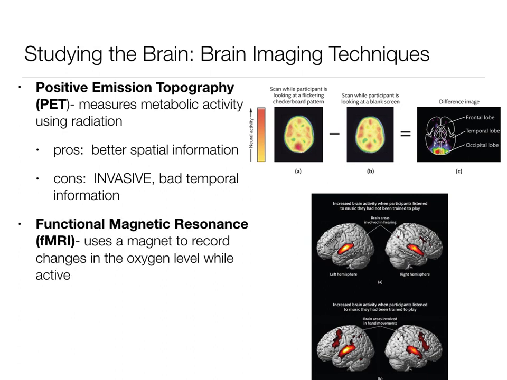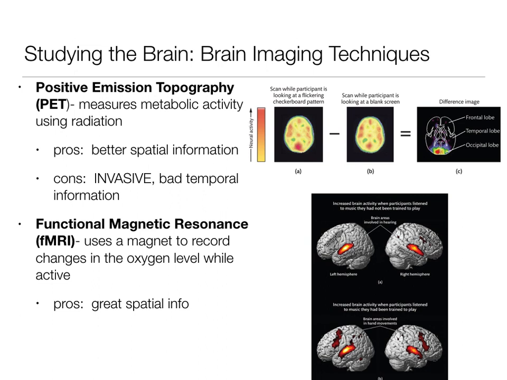So fMRIs use magnets to record changes in the oxygen while the brain is active. So again, it's a little bit like that NIRS where we're looking at blood flow. We're looking at the oxygen in the blood to see where things are active. If it's a part of the brain that's active, it's going to get more blood flow because it's needing to be used, right? And so what we get are these really, really cool pictures, these really, really good images.